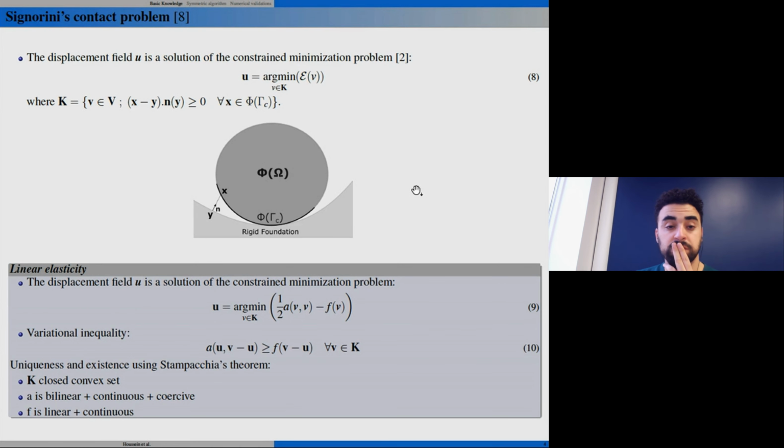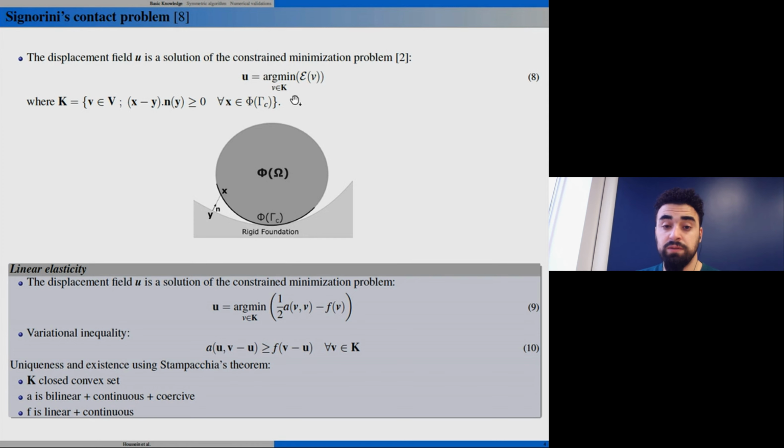Now, the Signorini contact problem is a contact between a body and a rigid foundation. Here, our problem is nonlinear. We don't actually know the real contact area, but for example, if we denote gamma C the potential contact area in the initial configuration, and phi gamma C its deformation, we suppose that our real contact area is included in phi gamma C.